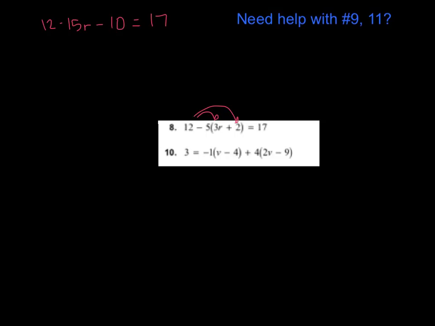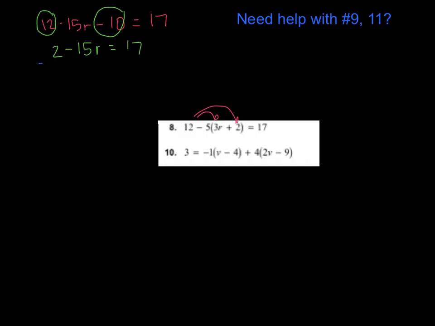So I want to clean up my problem before I start moving things around. So I have a positive 12 and a negative 10. So that's going to leave me 2 minus 15r equals 17. Now it looks like those two-step problems we've been working with.